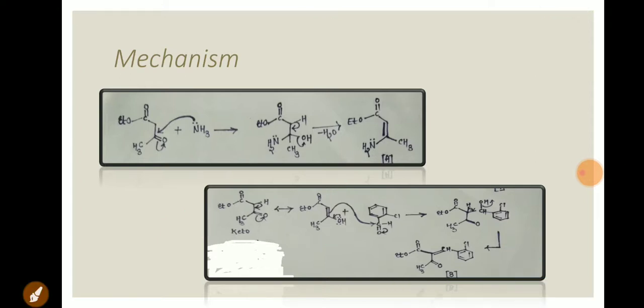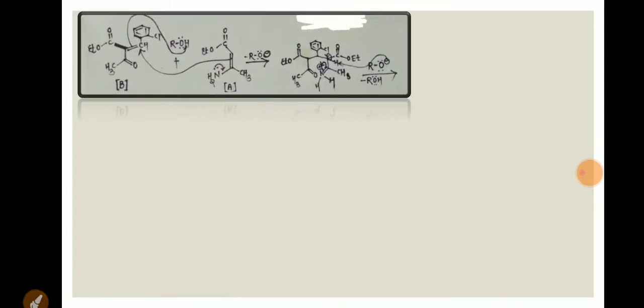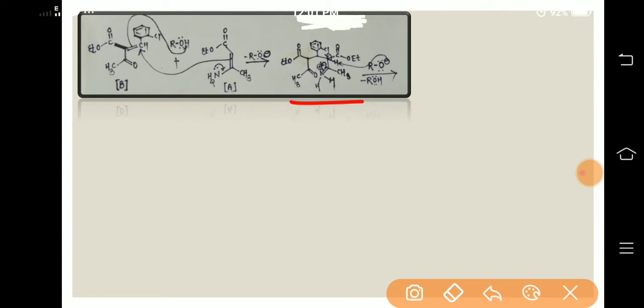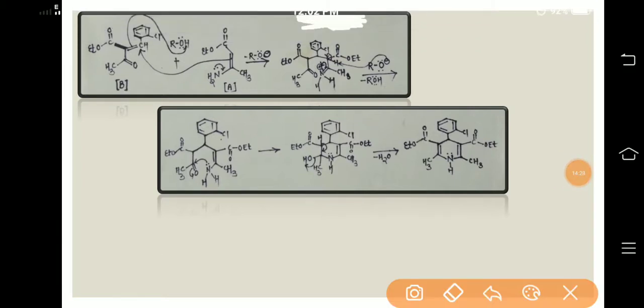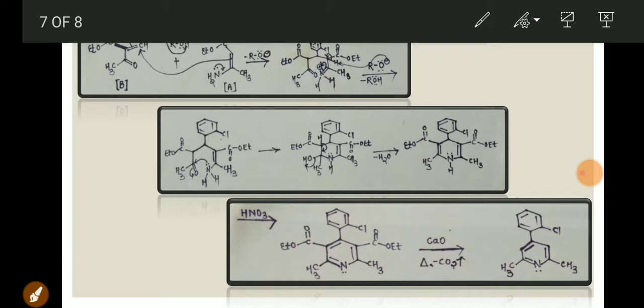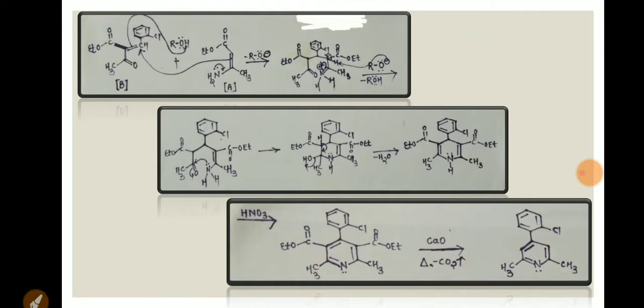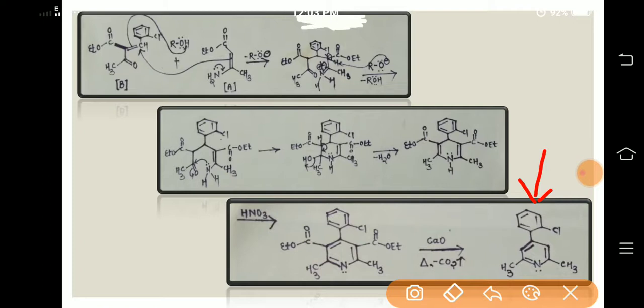Here B and A combine to give this product, which on nucleophilic attack of the lone pair of electrons at the carbonyl carbon and again removal of a water molecule leads to the formation of this dihydropyridine derivative, which on oxidation followed by decarboxylation gives the desired substituted pyridine derivative.